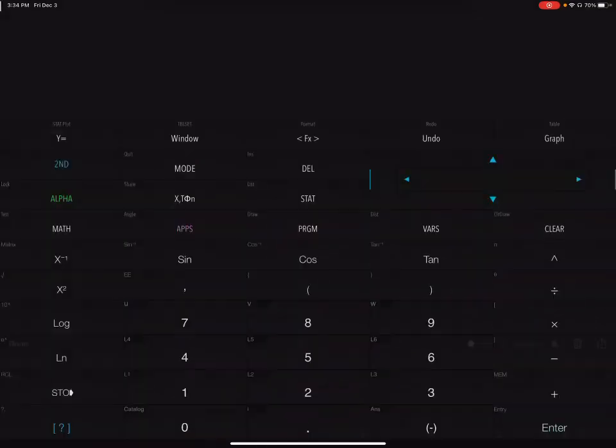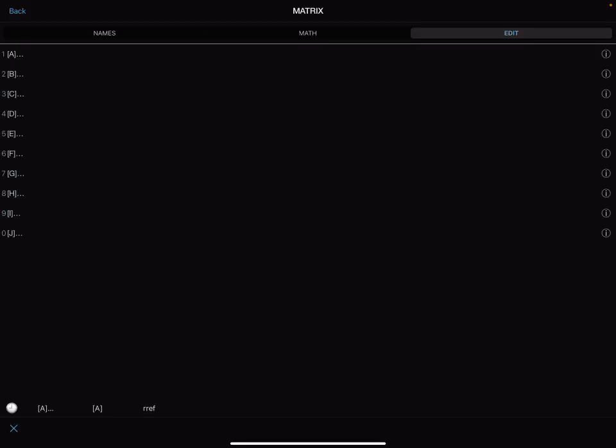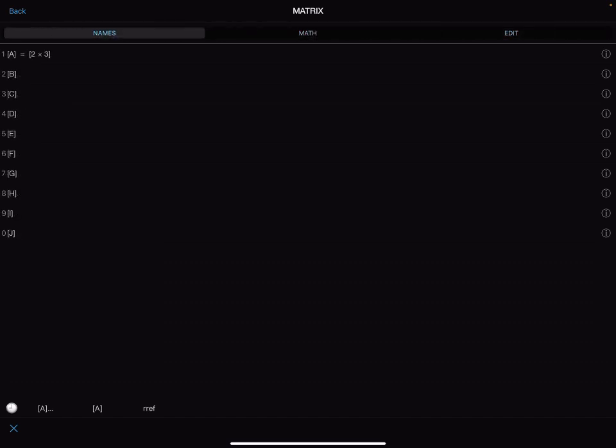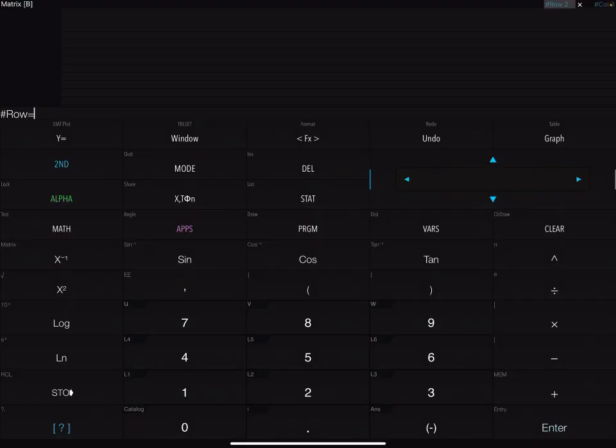So I'm going to delete this, and I'm going to press second X inverse, and it's going to get me to a screen that looks like this. So you have three columns. You have names, math, and then you have edit. You need to go over to edit, and you need to basically pick one of these matrices. It doesn't matter which one you pick, A, B, C, D, it doesn't matter. You can pick any of them. I'm going to pick B for the sake of this video.